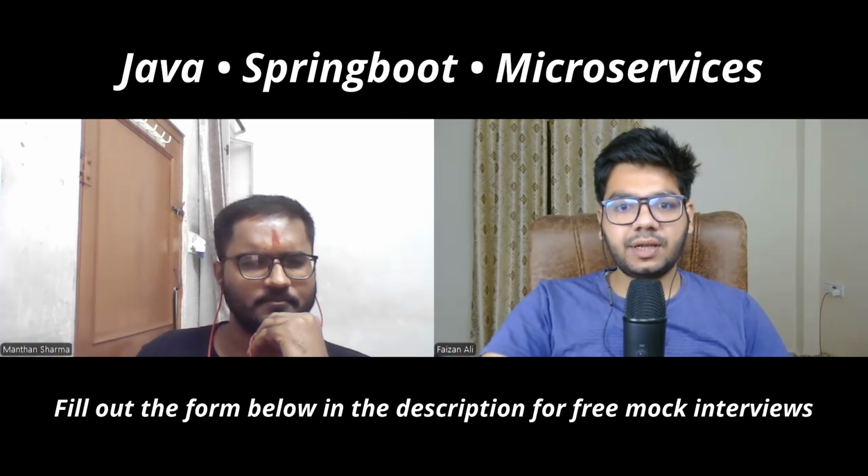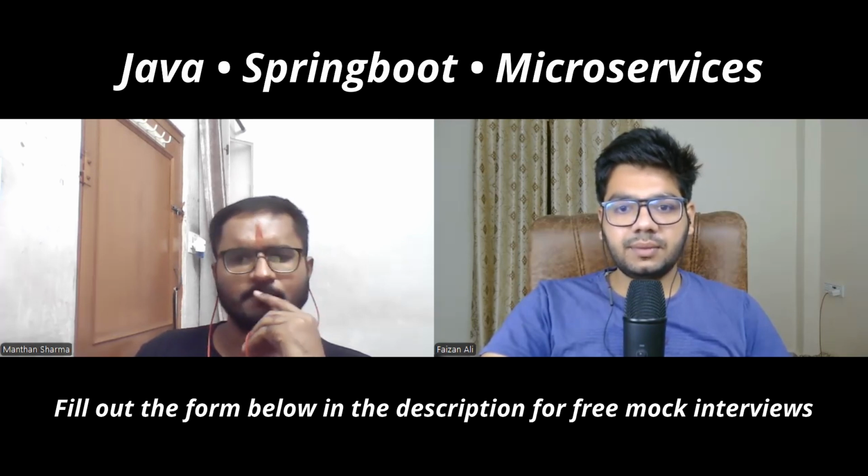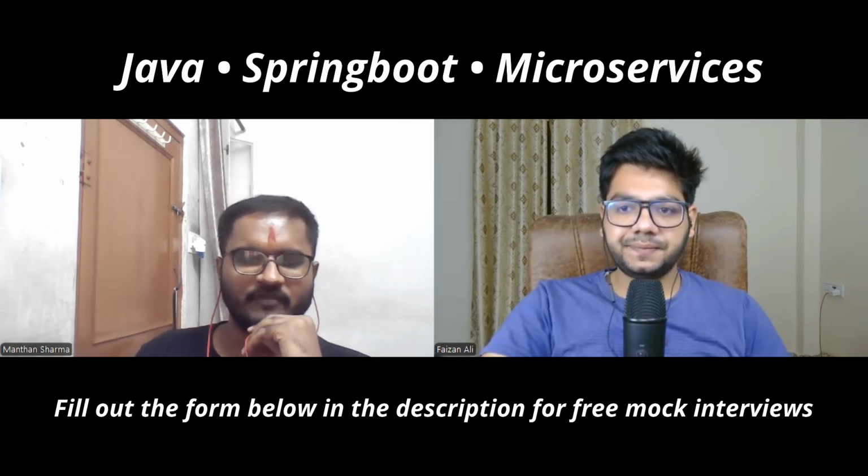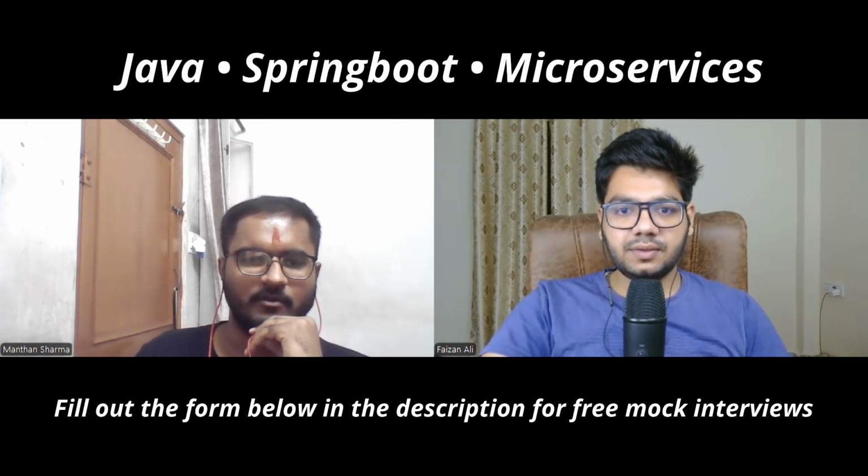What parameters would you decode and encode? If we talk about the JWT structure, it has a header, a payload, and a signature. Based on that signature, it would encode and decode.